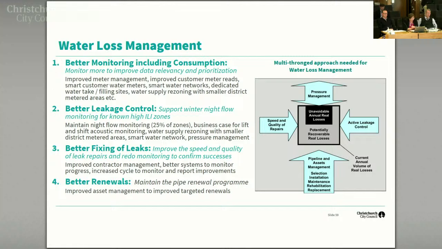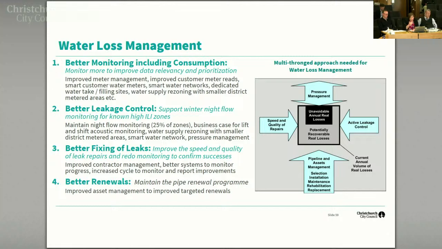It's well understood that a multi-pronged approach is needed for water loss management. Our efforts firstly focus on better monitoring, to improve data relevancy and prioritization. We do that through improved meter management, improving customer meter reads, deploying smart customer meters, our smart water network deployment, a project that will look at dedicated metered filling stations so that we can account for unmetered takes, and our future plan to rezone the water supply areas into smaller zones, potentially with smaller district metered areas.